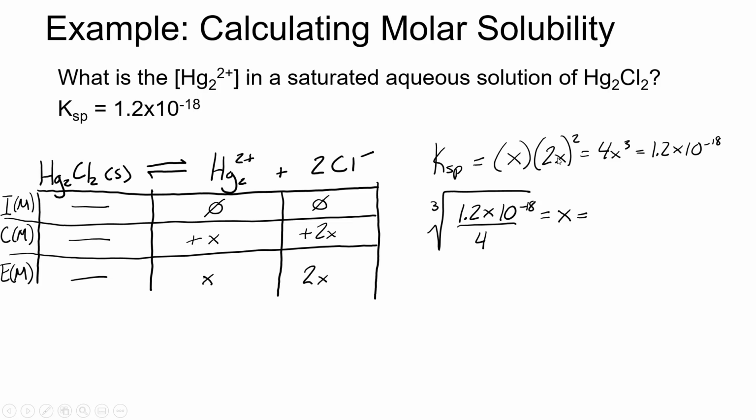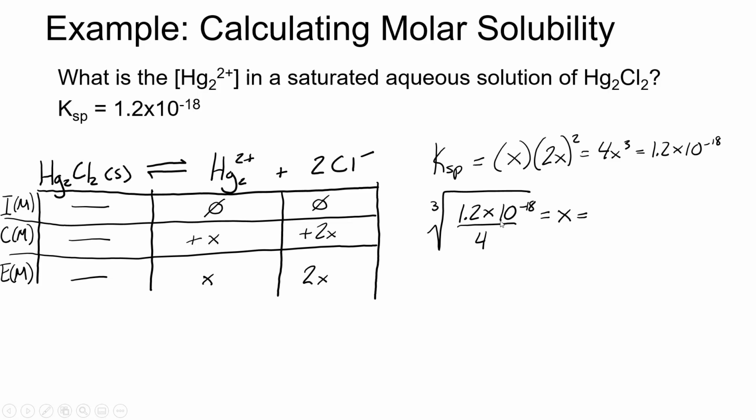And so we square the 2X, which gives us 4X squared. Make sure you watch that. You've got to square the X, you've got to square the 2. So 2X times 2X is 4X squared, times X, 4X cubed is equal to 1.2 times 10 to the negative 18th, where X is the concentration of mercury that we're looking for. To solve this for X, we first, order of operations, divide the 1.2 times 10 to the negative 18th by 4, and then we take the cube root of the whole thing. That will give us X.